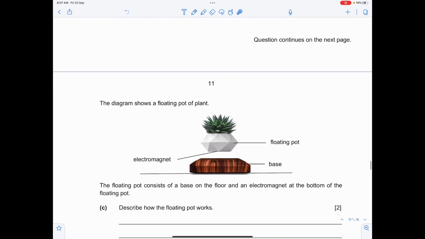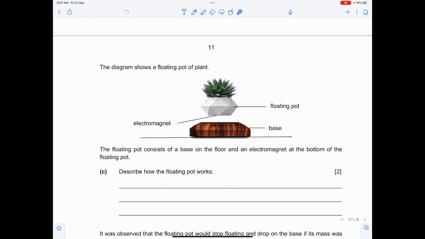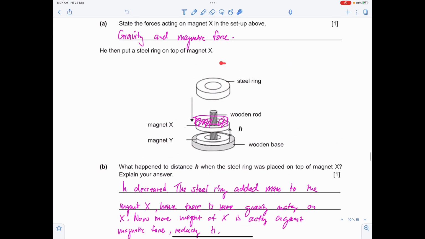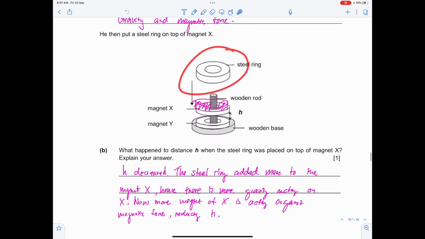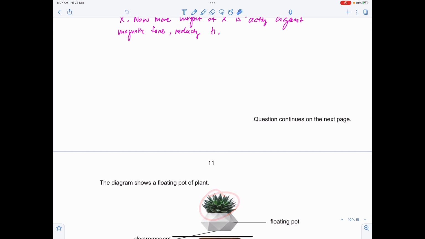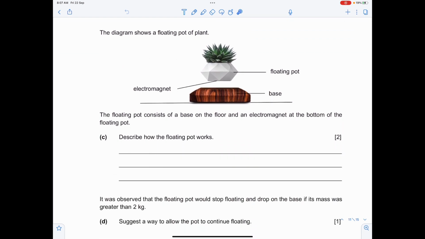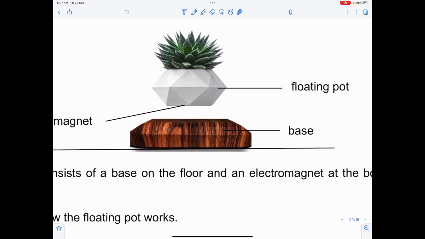Continuing on to the next question. Whenever there is a question, usually they are related. So if we take a look at this question, it is resembling this in a way. So the plant is like your steel ring. It adds weight. And then after that, these two must be magnets somehow. So describe how the floating pot works. Because the pot is floating, we know that there is repulsion. This must be a magnet. This must also contain a magnet.